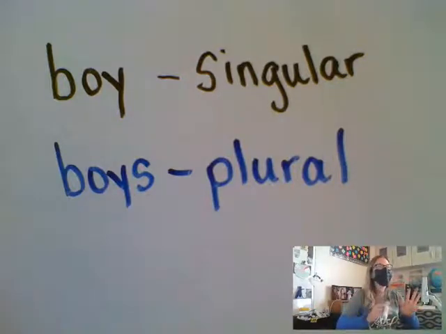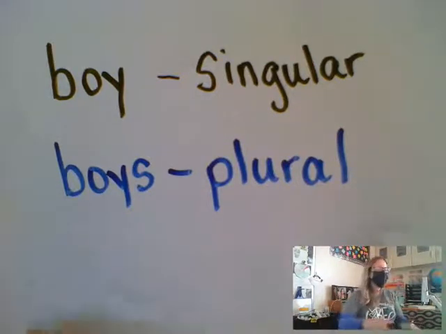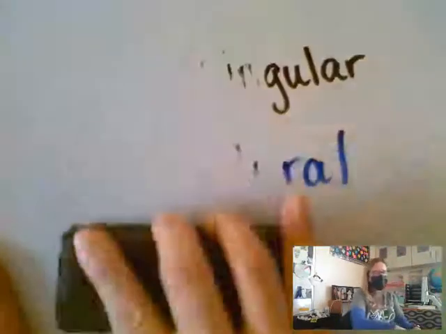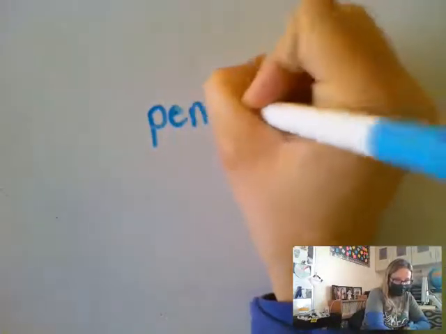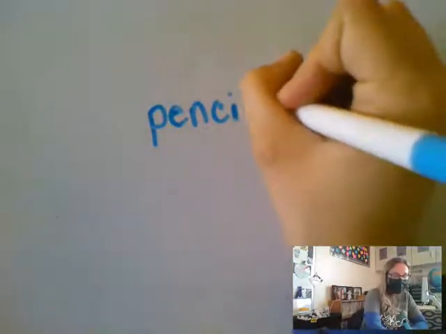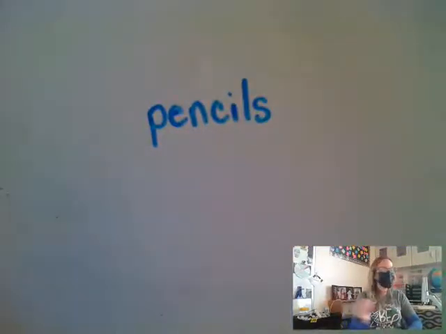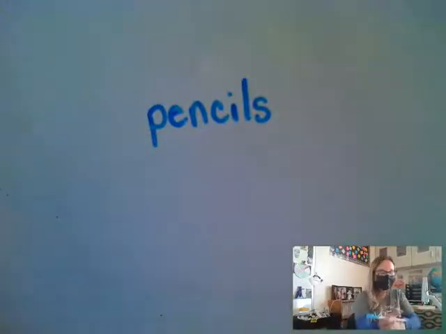Okay? Now, just like I added an S to boy to make it more than one, there are thousands and thousands and thousands of words that I can add an S to make them more than one. For example, in school, we write with a pencil. If you have more than one pencil, you have, everyone? Pencils. So by adding an S, you've made it plural. It's more than one. Okay?